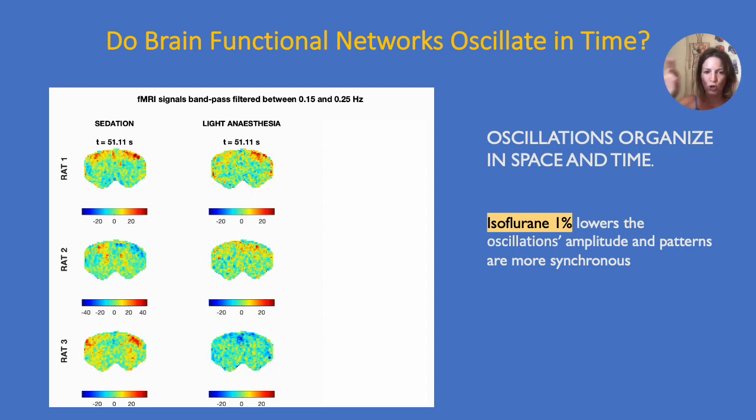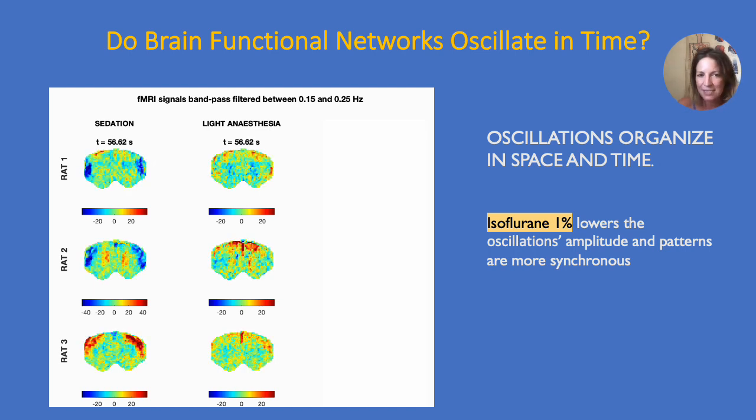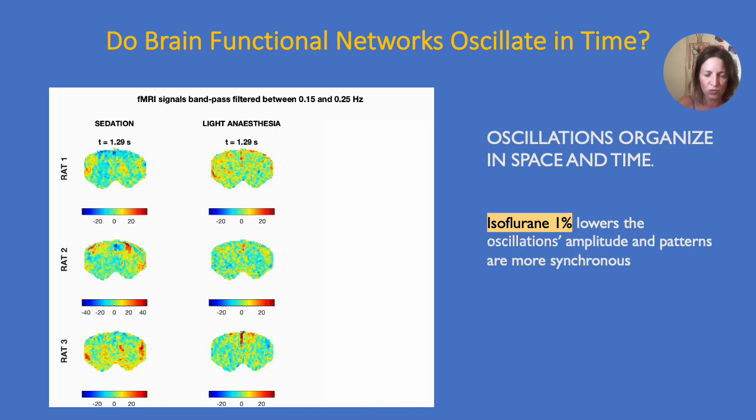We see perhaps more global signals in the cortex. They are more noisy, apparently. So we adjusted the color bars to take into account the reduced signal with isoflurane, but still the signals are a bit less organized.